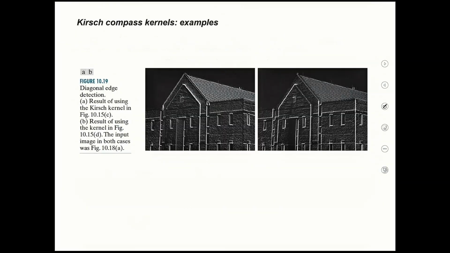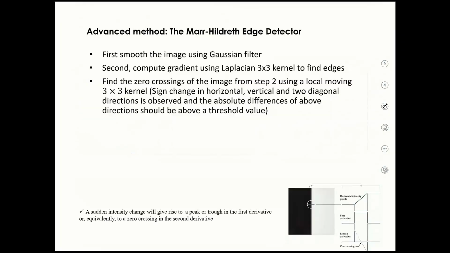The last thing is the Kirsch compass. With the same image, I apply one of the 8 filters here, and another of the 8 filters here. You see this is more prominent, but here it's not prominent; here it is prominent, and here it's not. If I take the maximum, what will I get? Fewer edges. So this is what it is.